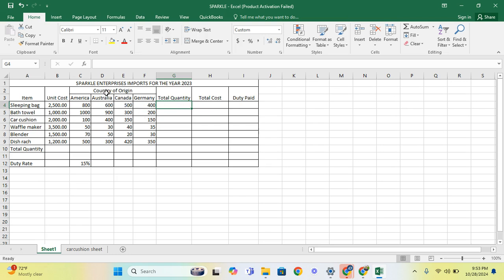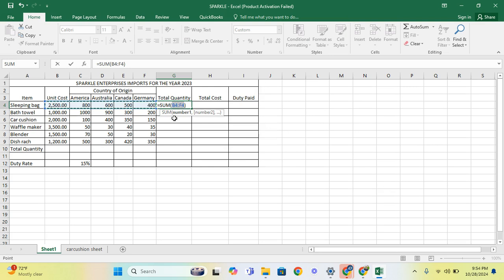So we have the data of the country of origin, the imports for the year 2023 for this enterprise, that is Paco Enterprises. And therefore, for us to get the total quantity, of course, we will have to add 800 here, 600, 500, 400. For me to do that, I want to use a shortcut to get the sum there.